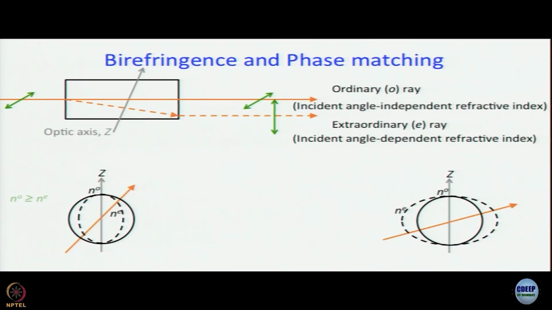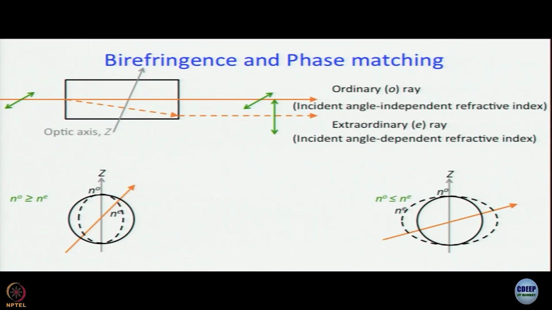Agreed? In the first one, No is greater than or equal to Ne. In the second one, No is less than or equal to Ne. When is No equal to Ne in both the cases? When the incidence is along the optic axis, or in other words, theta equal to 0 or 180 degrees. Have we understood this diagram?